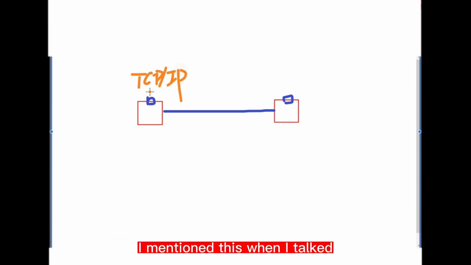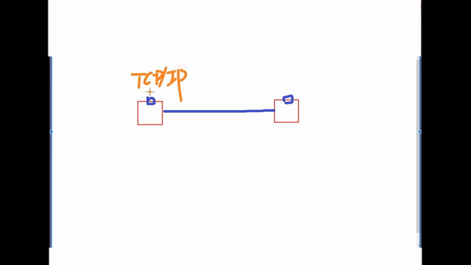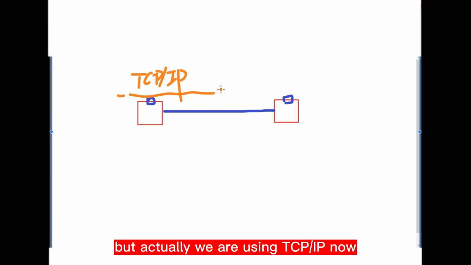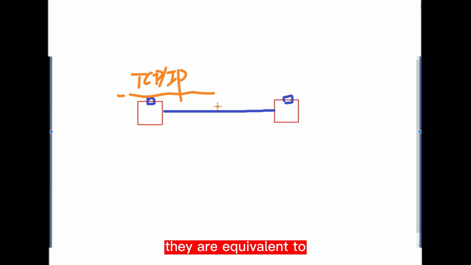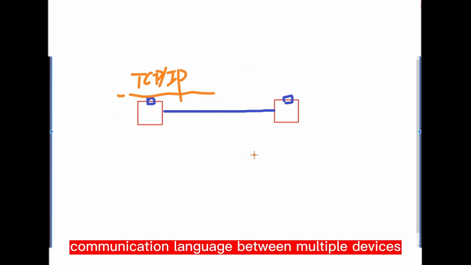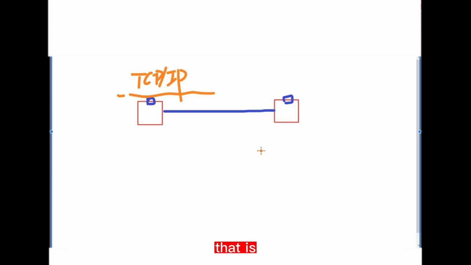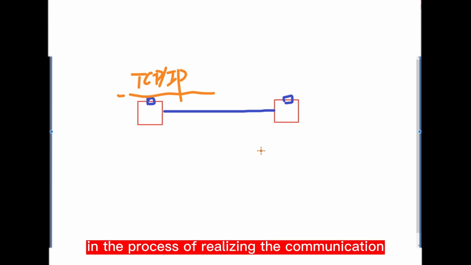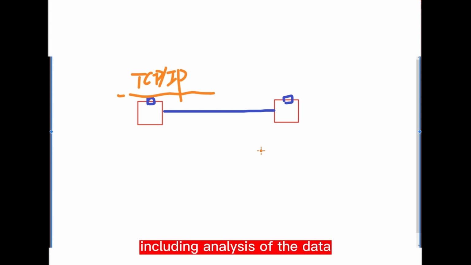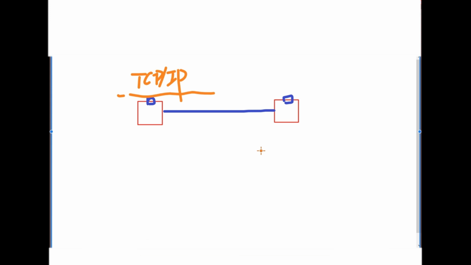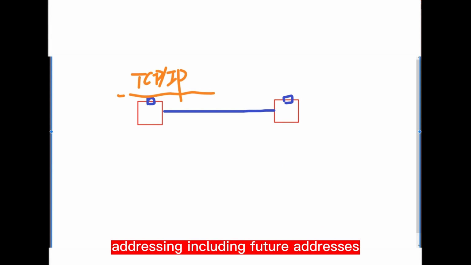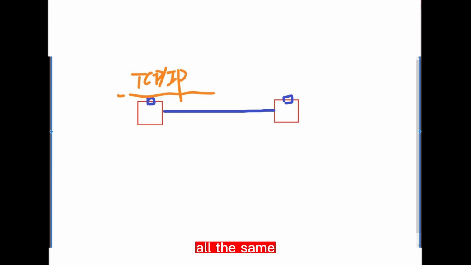I mentioned this when I talked about the reference model before. We are talking about OSI, but actually we are using TCP/IP now. They are equivalent to the communication language between multiple devices. That is, in the process of realizing the communication, including analysis of the data, addressing, because the third layer can do addressing, including our control over data traffic. All the same. Here's some of what it does.